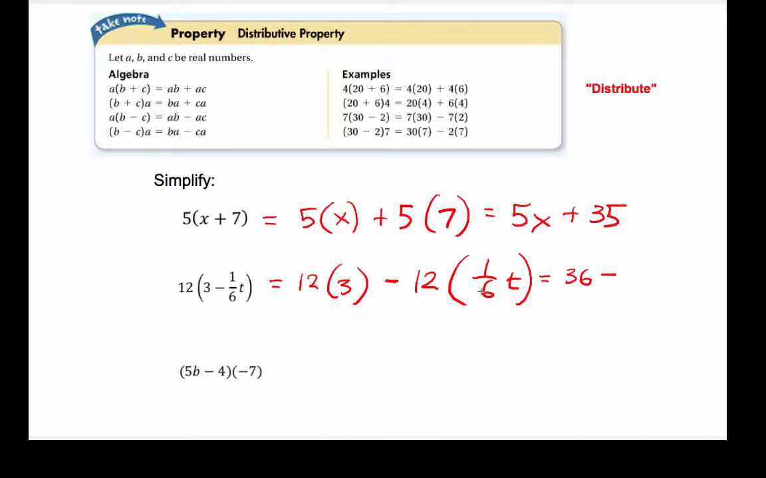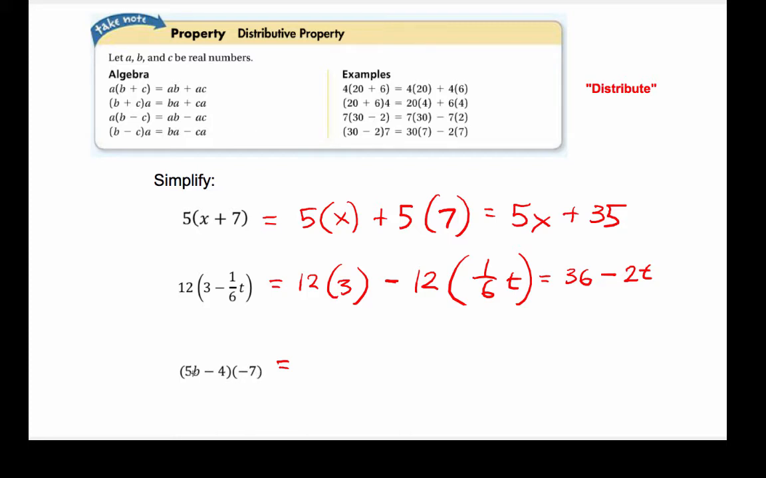Remember the associative property of multiplication. 12 times 1/6 is 2. And we have t here. So 36 minus 2t is what we get when we distribute 12 to this quantity. All right, last example here. This isn't very common. Here we have a quantity, a difference, and then after that quantity we have a number, -7. The number that we're going to distribute or pass out is actually after the quantity. Again, it's not common, but we still need to understand that this is a distributive property problem.